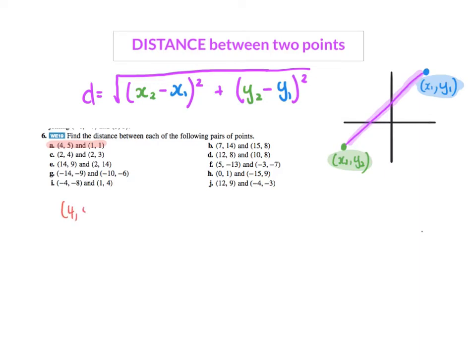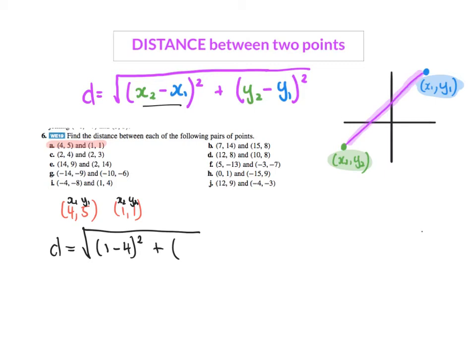So we've got 4 and 5, 1 and 1. I will label them up, x1, y1, x2, y2. Once again, we're still labeling like we did for midpoint and also for the gradient formula. And then we're just going to use this formula, which is the square root of, and I'm going to do this bit. x2 for me was 1 minus x1, which is 4, squared, plus y2, which is 1 minus 5, squared.